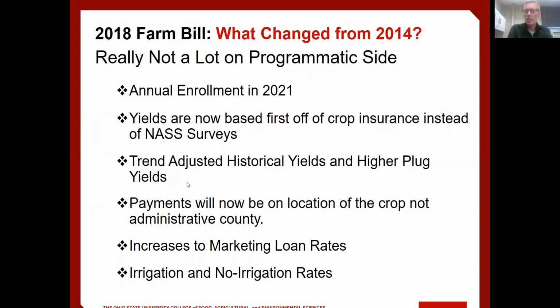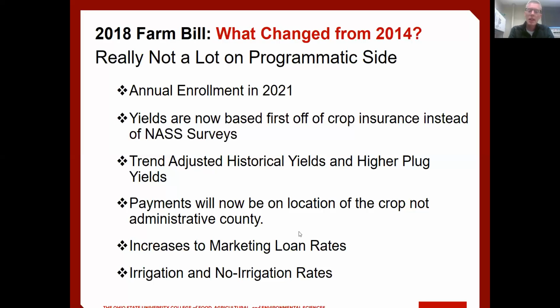This farm bill will also take into account trend-adjusted yields. So very similar to your crop insurance historical production, they'll take into account a trend-adjusted yield, and there's a higher plug yield. The 2014 Farm Bill used 70% of your county average as a plug yield in case your county yields were extremely low. In the 2018 Farm Bill, that has moved up to 80% of your county transition yield. Both of these changes, a trend-adjusted yield and a higher plug yield, help raise the historical benchmark. When the historical benchmark is higher, that increases the probability that our county is going to trigger a payment.